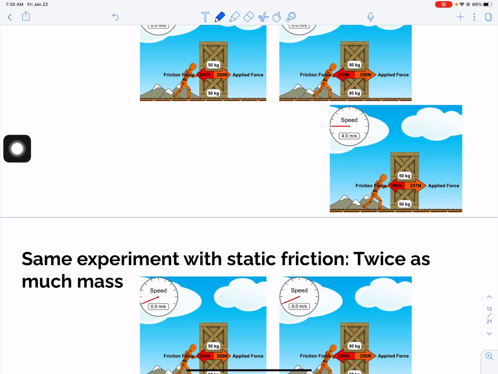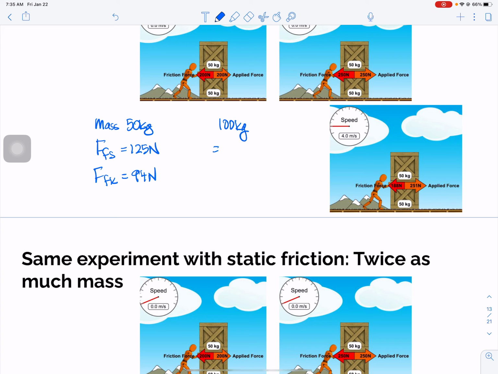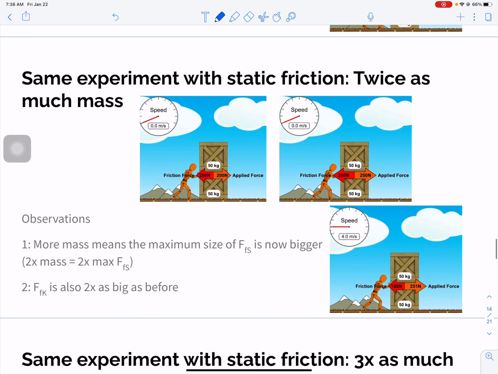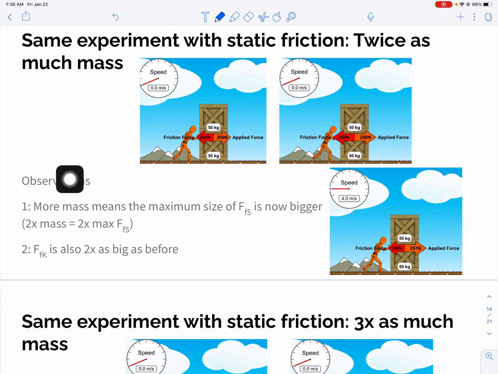Okay, I'm just going to write here. So when mass was 50 kilograms, we had the force of static friction was 125 newtons, and the force of kinetic friction was 94 newtons. Now that we are at 100 kilograms, the force of static friction is 250 newtons, and the force of kinetic friction is 188 newtons. I wonder if we see a relationship. Okay, so when we had twice as much mass, what we observe is that the force of static friction is now twice as big, and kinetic friction is also twice as big.